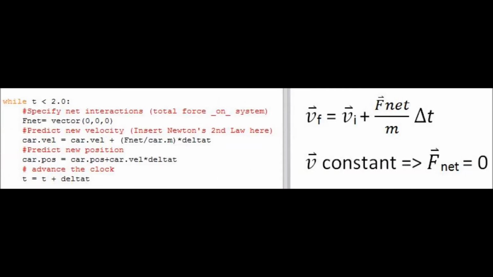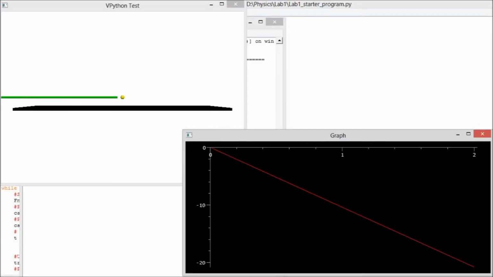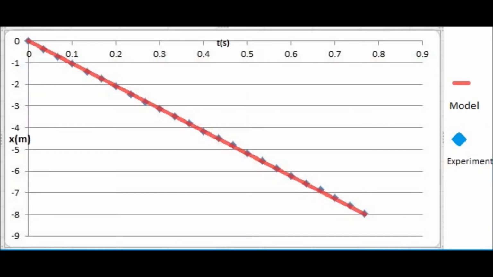So by using Newton's second law, the final velocity is equal to the initial velocity, because if velocity is constant, then fnet must be 0. And then I plug this into the model to predict the motion. So here is the model showing the predicted motion. The car starts at the origin and then moves to the left in the negative x direction, and that is also seen in the graph.